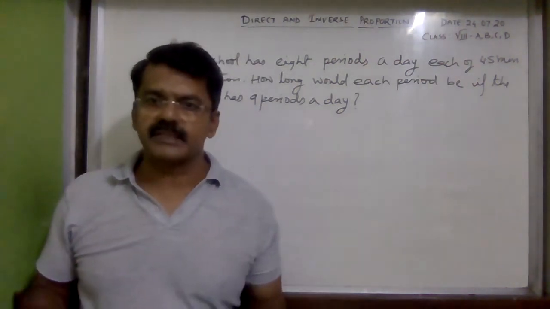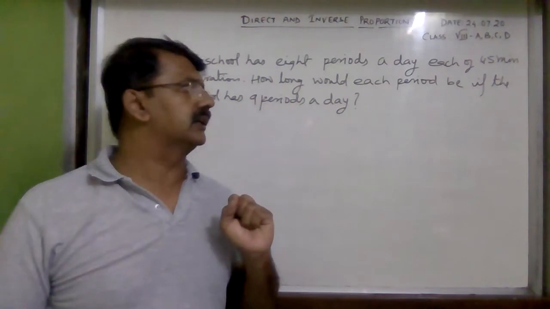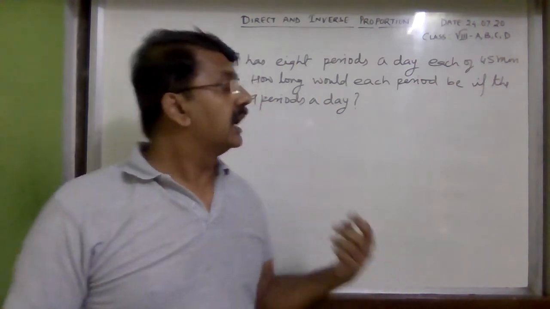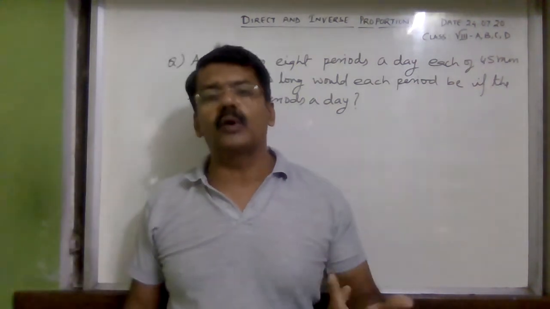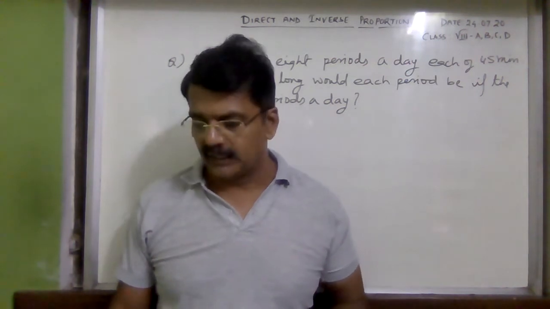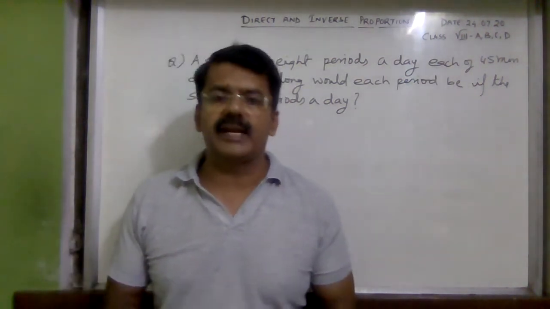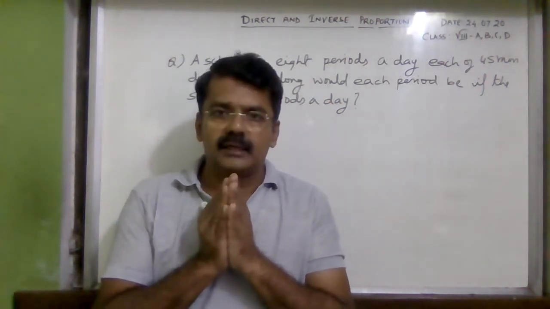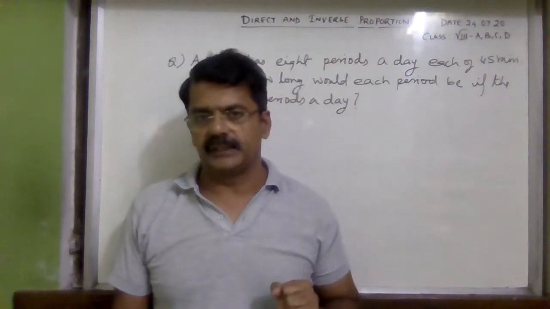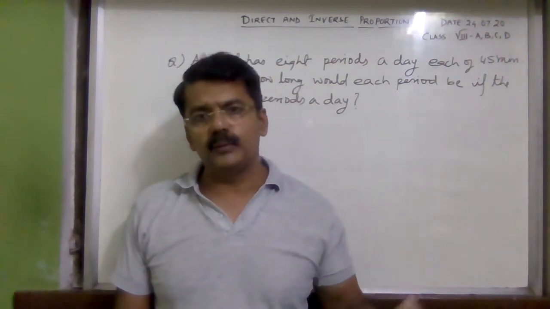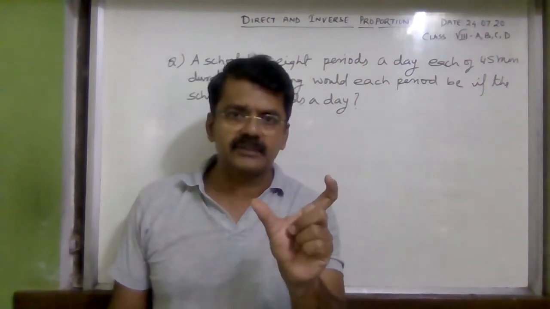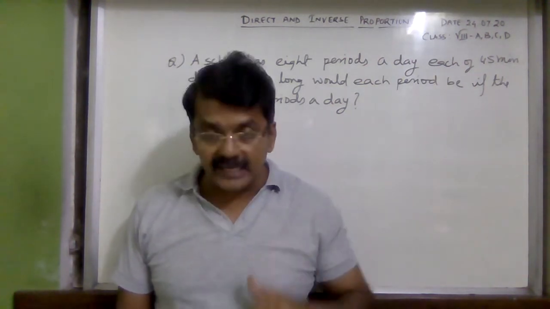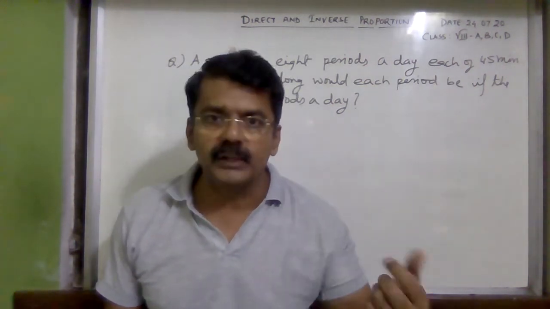The total time of the school remains the same. When there were 8 periods, each period was of 45 minutes. Now if there are 9 periods, then what would be the duration of each period? So the two quantities that we have to consider here are the number of periods and the duration of each period. So it is quite obvious, if you have more number of periods in that school time, each period will be of shorter duration, and if you have less periods, then the periods will be of longer duration.